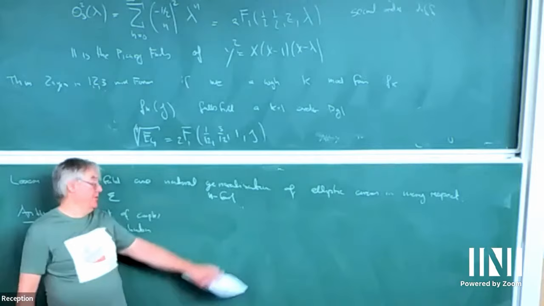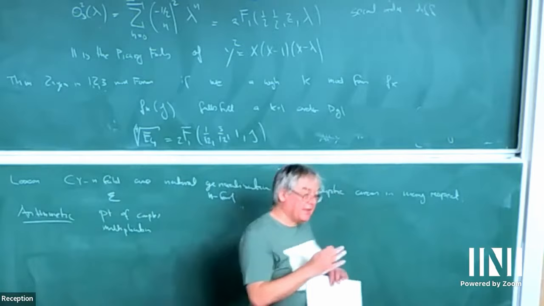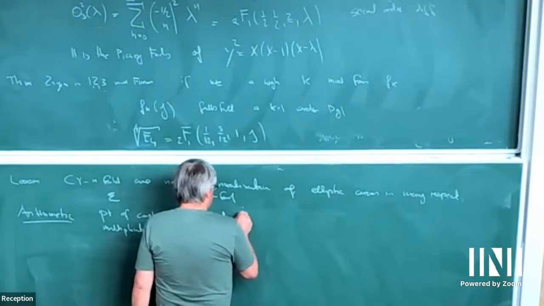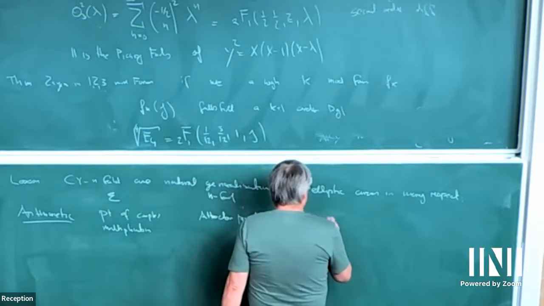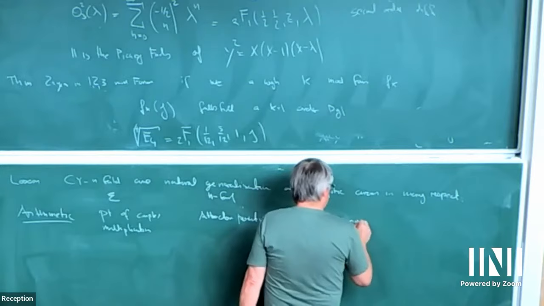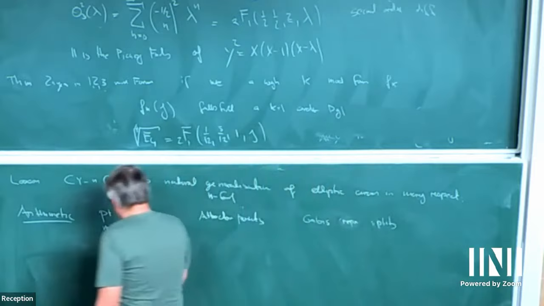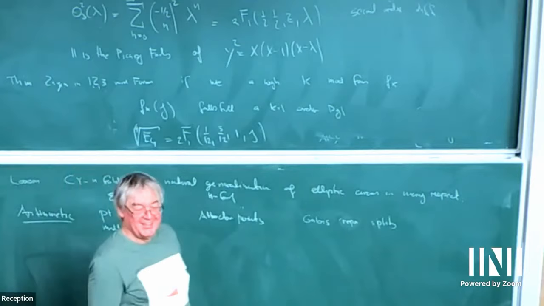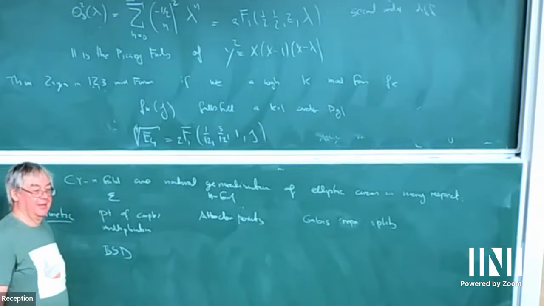Well, what happens at the point of complex multiplication is that the Galois group splits. So you can say Galois group splits, and Galois representations. Then we had Birch-Swinnerton-Dyer. What would be the analog for the Calabi-Yau? Well, you find it out, but many things were already found out by Bailey's.